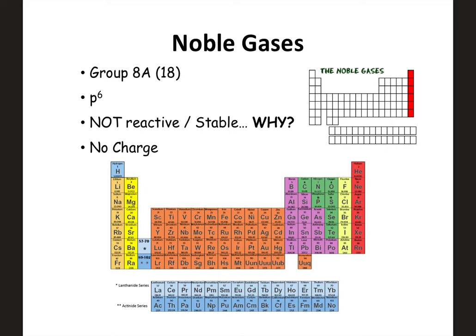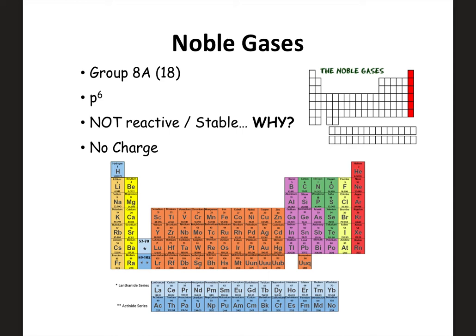They all end in p6, so they all have a completely filled p here. This makes them not very reactive, and they're actually really stable. So all of these noble gases have their outer energy level completely filled. All right, so typically they're going to have that maximum number of valence electrons. They want that 8 valence electrons. All the s and p for the highest energy level are going to be filled here for those noble gases. So they're very stable. They're happy.